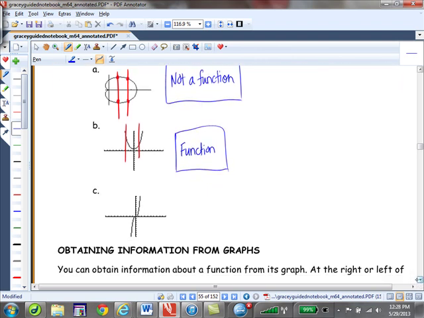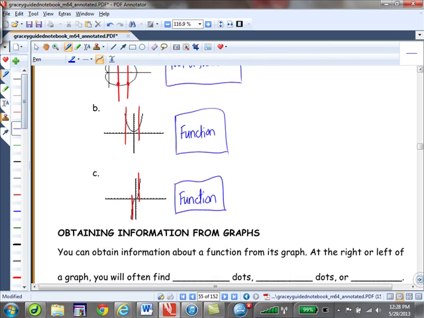And part C, again, it gets a little tricky because it's decreasing very rapidly and increasing very rapidly, but you still will only hit one point when you draw a vertical line. So that means that this is a function. Okay. All right.